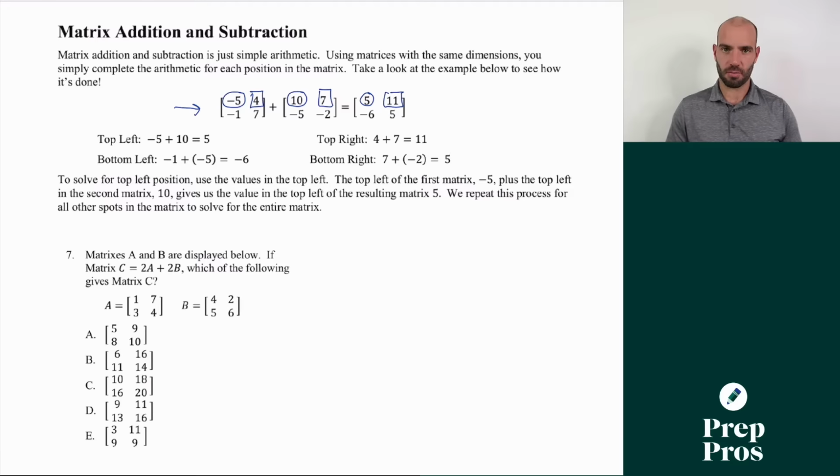All right, you ready for a practice question? Nice and simple. So matrices A and B are displayed below. If matrix C is 2A plus 2B, which of the following gives us C? Well, let's just start by solving for the top left of our matrix C. It's 2A, so the top left of A is 1, so 2A is going to be 2, plus 2B, well, 2 times 4 is going to be 8, so what we need to see is the top left of our matrix should have a 10. So we can tell, if we look at the answers already, the correct answer is going to be C.